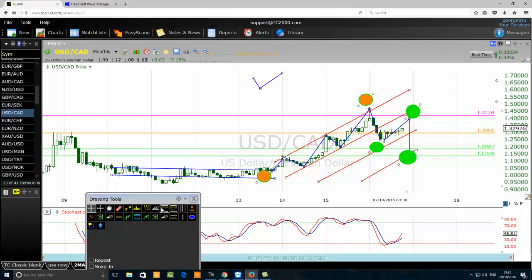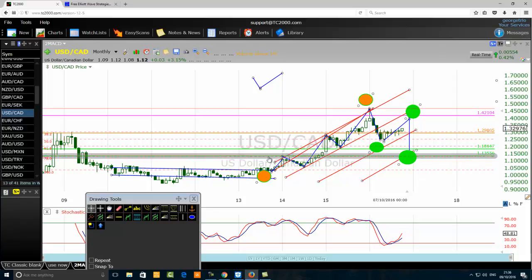So now we will apply the Fibonacci retracement to the multi-wave from here all the way up here. We will expect the correction that is underway now to come down to which level? The 78% Fibonacci retracement level right here.